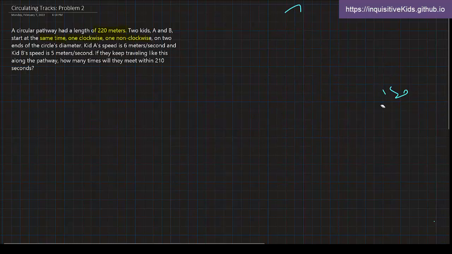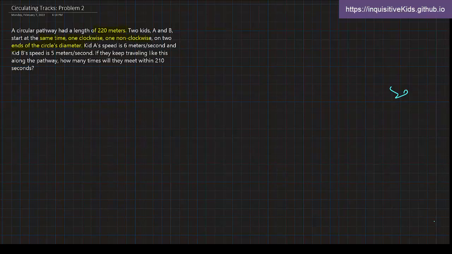Anyway, on two ends, so they are starting at different places. They are starting at, oh, I can't erase this. Oh, okay, so they're starting at two ends of the circle's diameter. All right, so this is strange. This is different. So it's saying that it's starting at two ends of the circle's diameter.